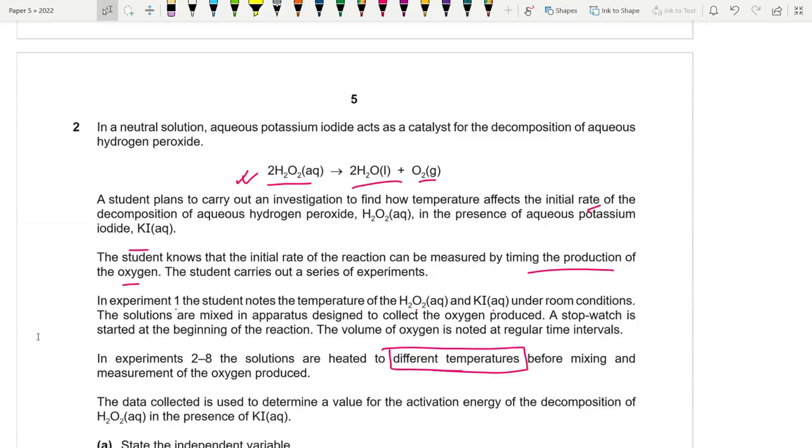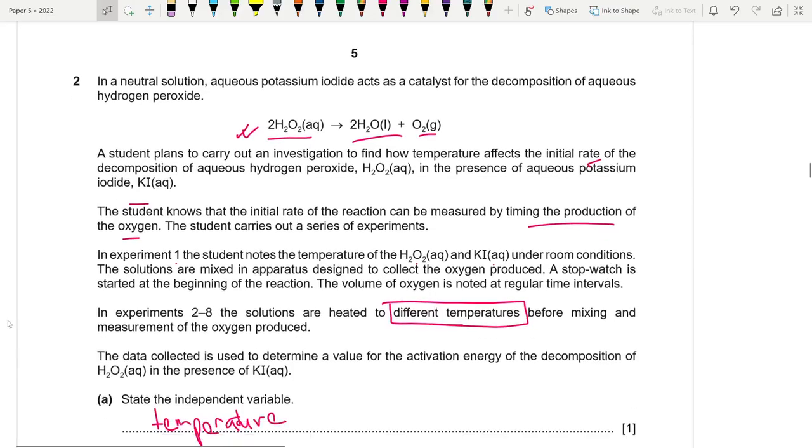In experiment 1, the student notes the temperature of the H2O2 and KI under room conditions. The solutions are mixed in apparatus designed to collect the oxygen produced. A stopwatch is started at the beginning of the reaction. The volume of oxygen is noted at regular time intervals. In experiments 2 to 8, the solutions are heated to different temperatures before mixing, and the measurement of oxygen produced. The data collected is used to determine a value for the activation energy of the decomposition of hydrogen peroxide in the presence of KI.